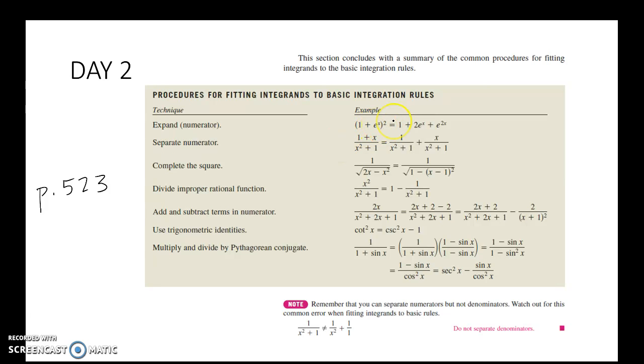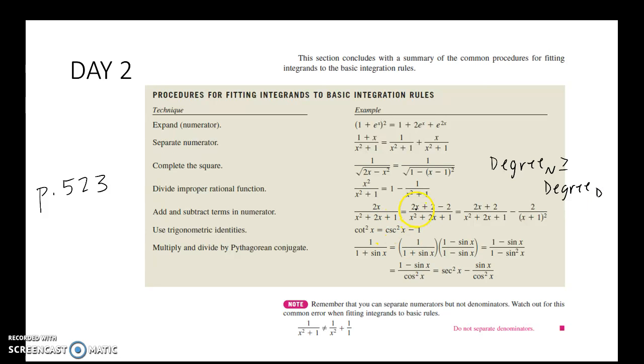Expanding, we square binomials, we're very good with that. Separating the numerator, and we'll look at one of those today. But if you look at this note, we know we can't break up a denominator. We can always split up a numerator as long as it keeps the common denominator. Completing the square, I'll do a couple examples of that today. Dividing improper rational functions, so when the degree of the numerator is greater than or equal to the degree of the denominator, that would be a useful tool.